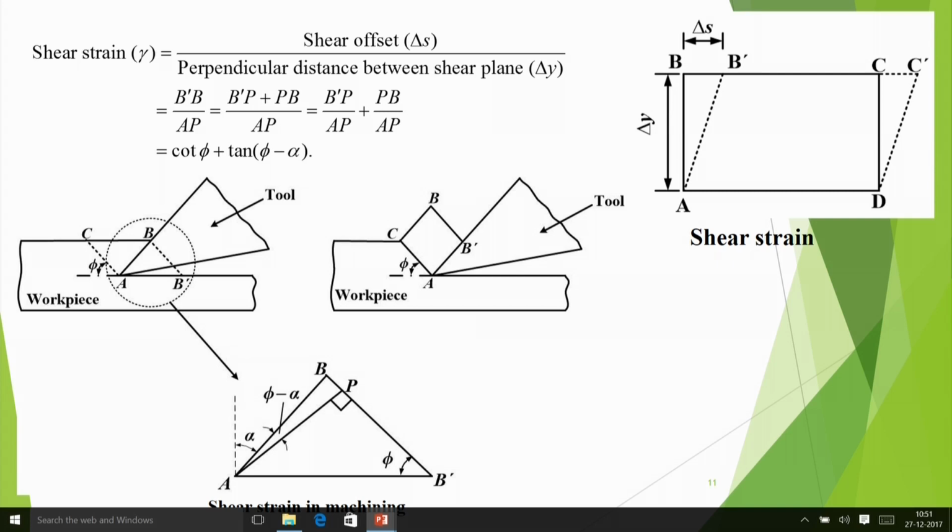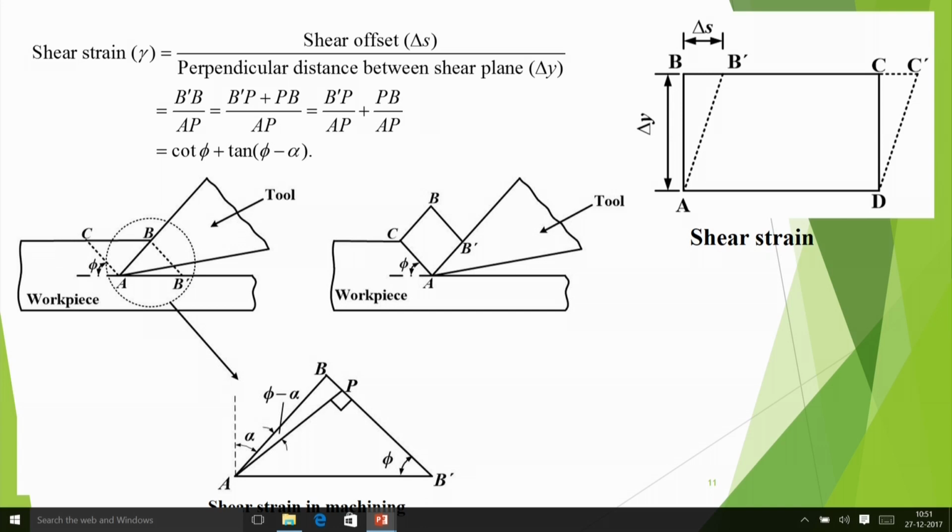You can very well see that if alpha increases, then tan of phi minus alpha is going to reduce, and therefore shear strain is going to reduce. That is why a large rake angle is beneficial, it gives you less shear strain, because we do not want that much shear strain, we just want to separate the chip. So the alpha effect is clearly seen.